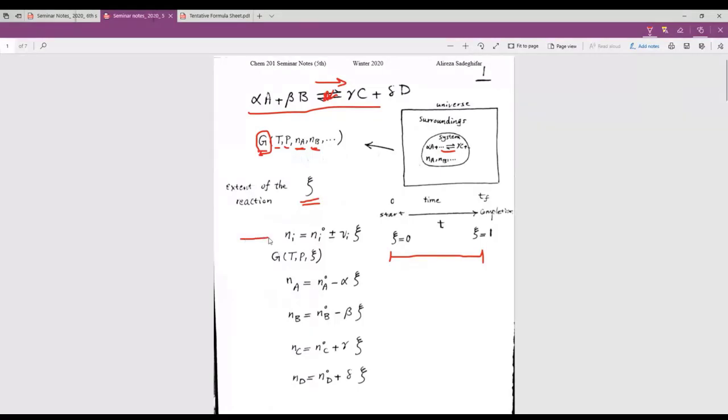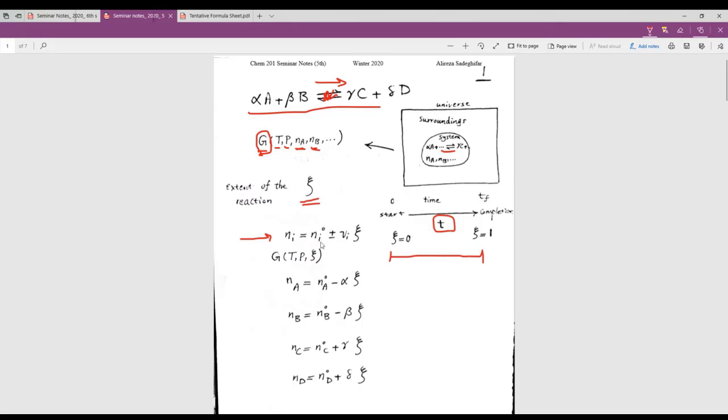So the number of moles of any species i, so it could be A, it could be B or C or D, any of the species that are involved in the reaction. So Ni, the number of moles at time t, is equal to the number of moles at time 0.